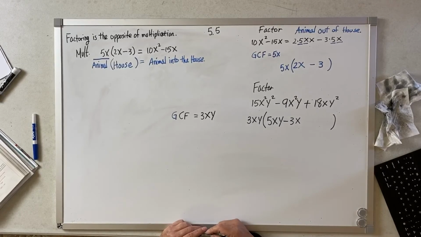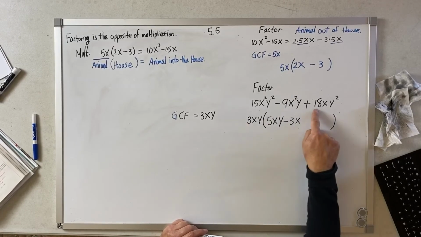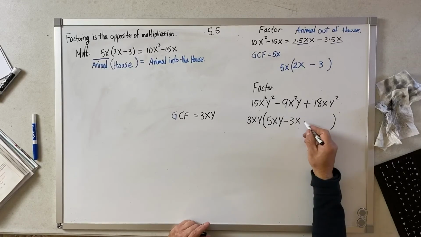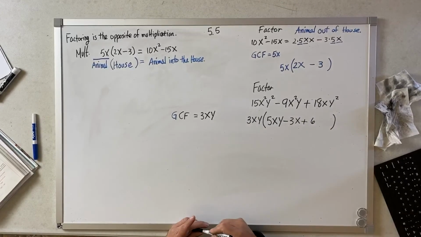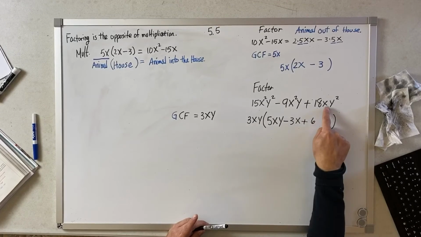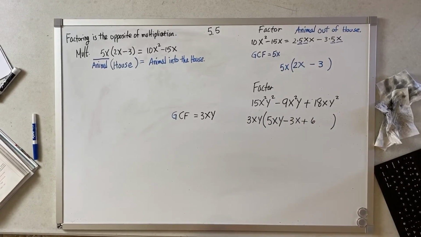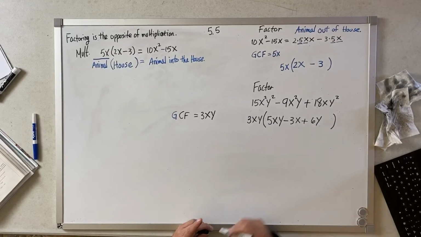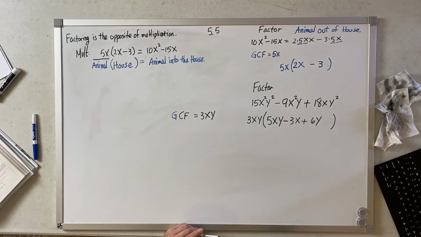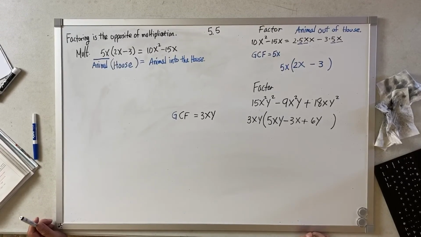And there it is. If you take out a 3 from 18, what's left inside? Plus 6. If you take out an x from this lonely x, what's left inside? Well, nothing, not the x. Okay, this x came out. If you take out a y from y squared, what's left inside? Y. And there it is. Okay? You have factored. Okay? Don't forget, you need to take out the greatest common factor. Okay?